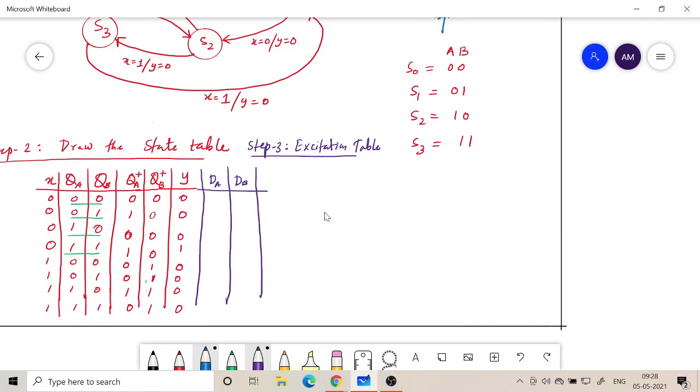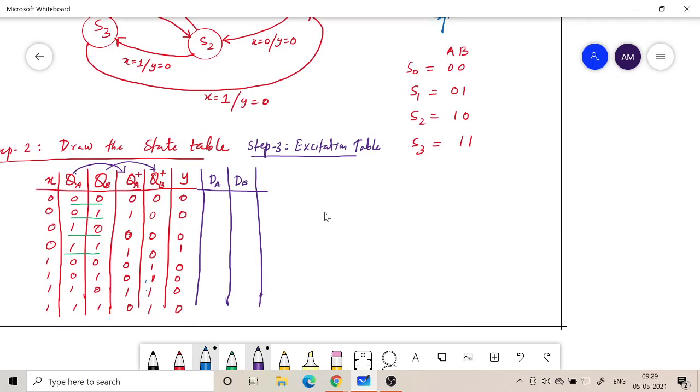So we need to find out what should be the input that we need to give so that we will get the state QA changing to QA plus, and QB, that is the previous state, going to the next state QB plus. So we are looking at QA going to QA plus and QB going to QB plus. To achieve this change, it's very easy to write in the case of a D flip-flop.